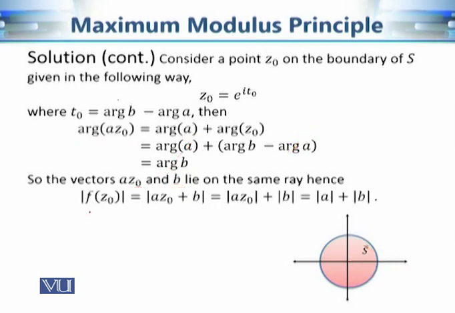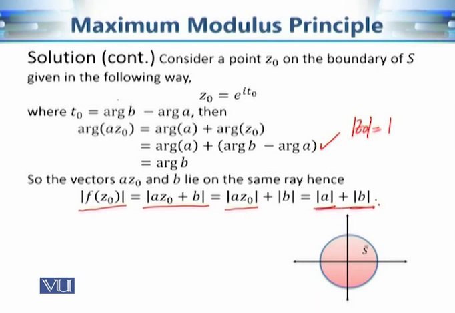Now what does this imply? This implies that the modulus of f of z naught is equal to modulus of a z naught plus b. We are just using z equal to z naught in the definition of f of z. So this is equal to modulus of a z naught plus modulus of b, which by this definition is equal to modulus of a plus modulus of b, because we know that the modulus of z naught is equal to 1, since it's a point on the circle. So this is just equal to this thing.